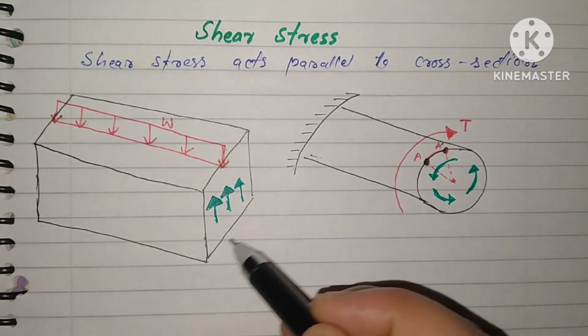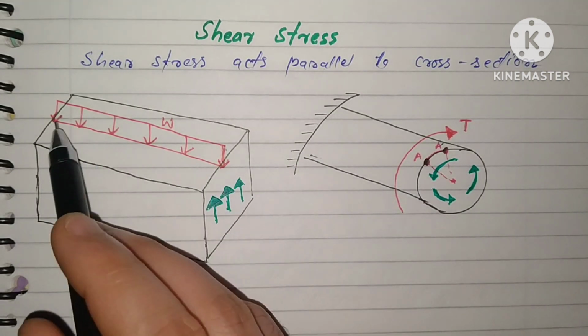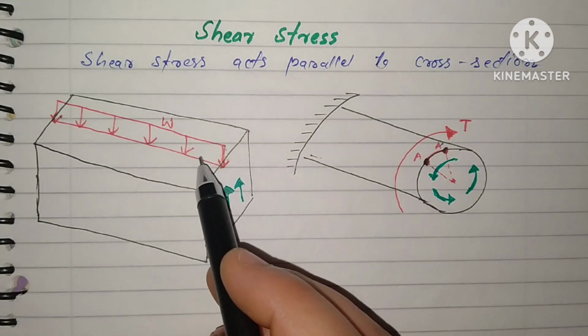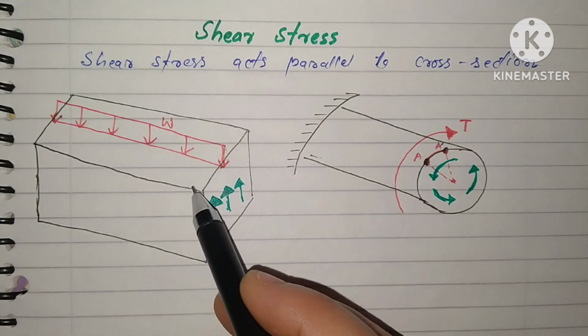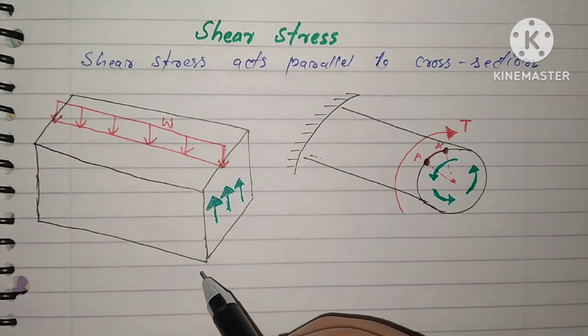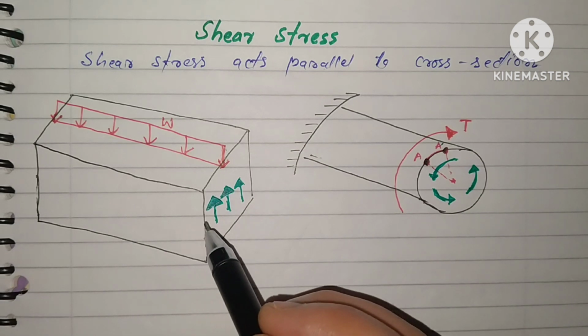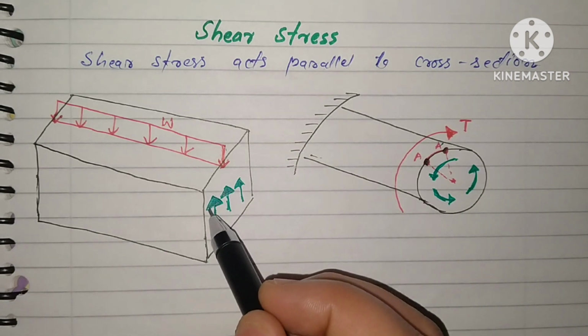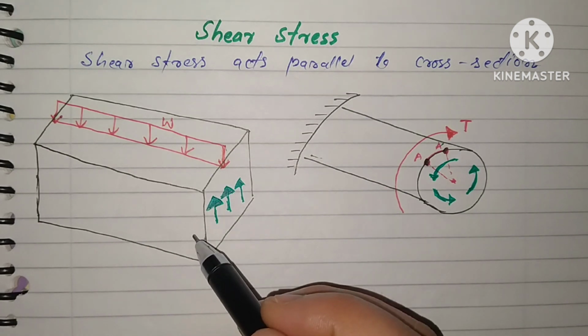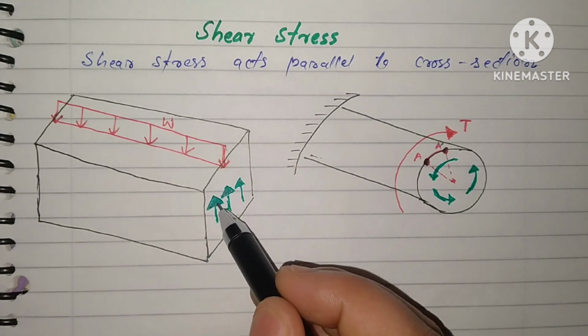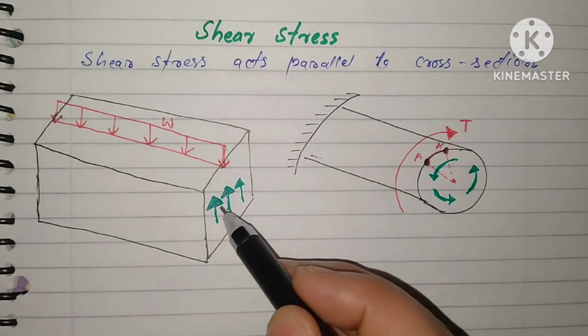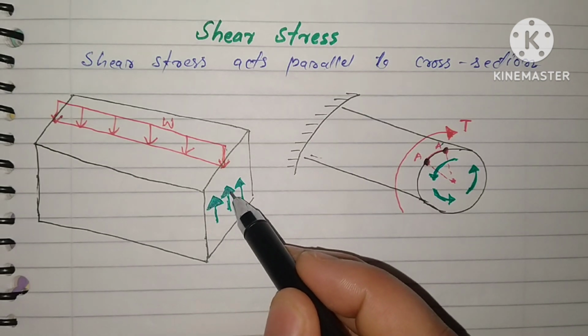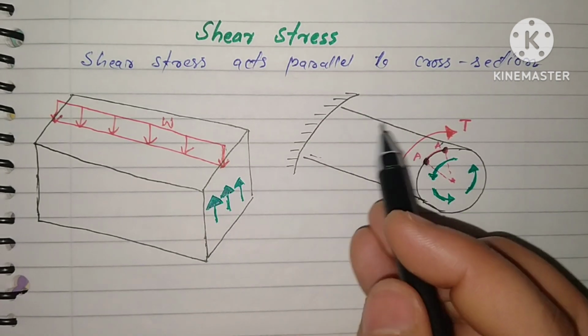Here it is a bar and it is subject to the transverse loading. The transverse loading will try to bend the beam in the downward direction, but the beam will resist the deformation. It will resist the deformation due to the shear stresses. There will be the development of the stresses which are parallel to the cross section, and these are called the shear stresses. Another example is the shaft.